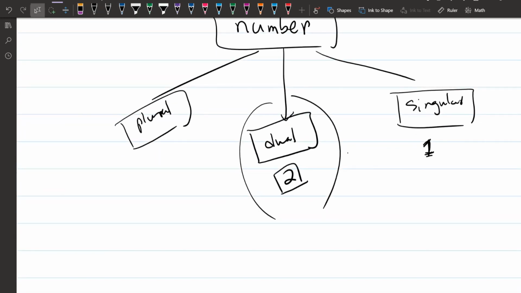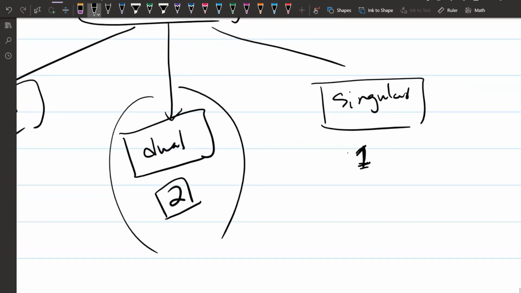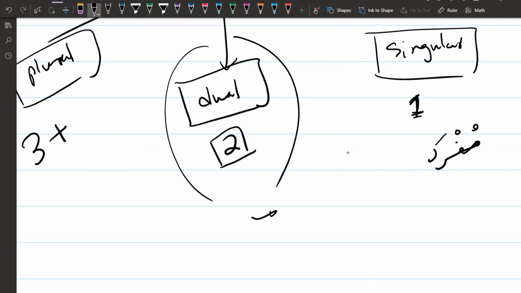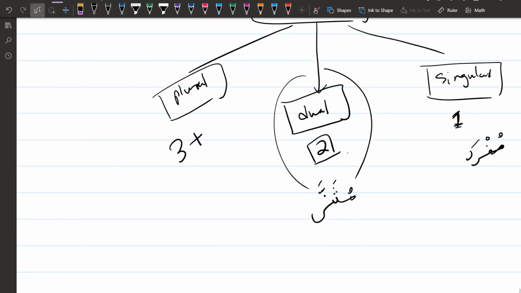So what about plural? Plural is anything three or more. That's where your plural starts. So that is the whole story about numbers: we have singular, dual, and plural. How do we say singular in Arabic? We say mufrad. The dual is muthanna. And the plural is jam'un.